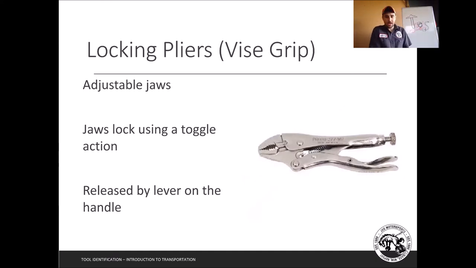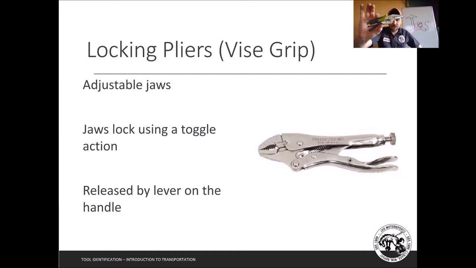Locking pliers. I've got two examples here. Normally the difference with locking pliers is the jaw type. These are kind of like your needle nose, and then you just have your rounded jaws. Here with this, if you've never used one of these, you can release it. And then you can adjust the size with this little toggle screw. That's kind of nice right there. So you can adjust that, and then you lock it back down.